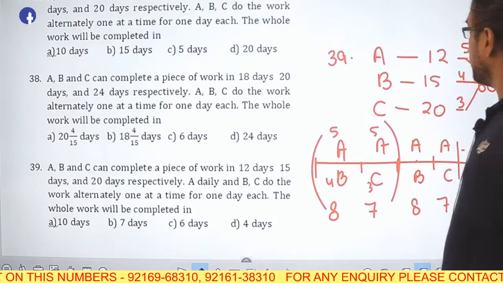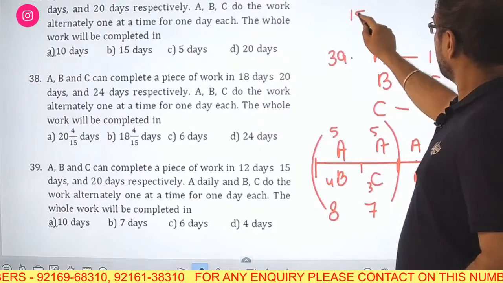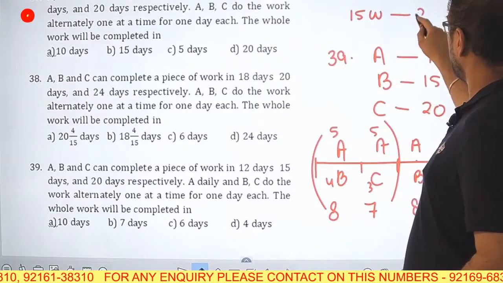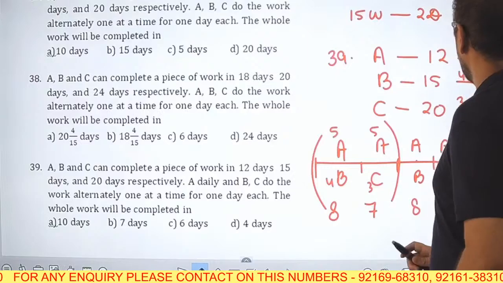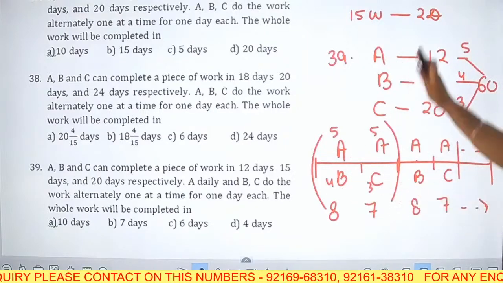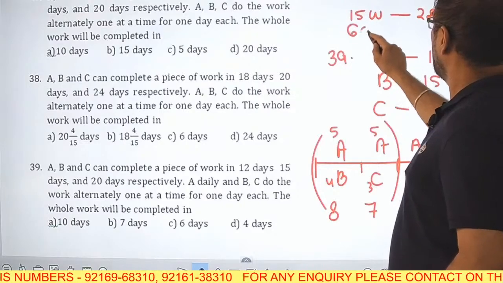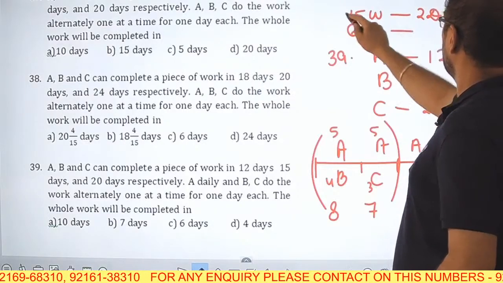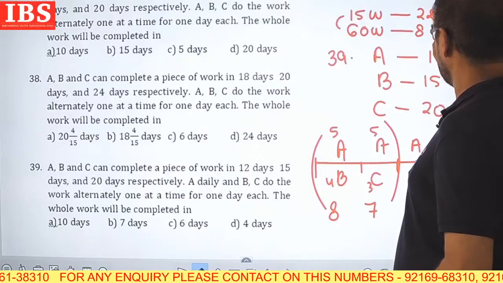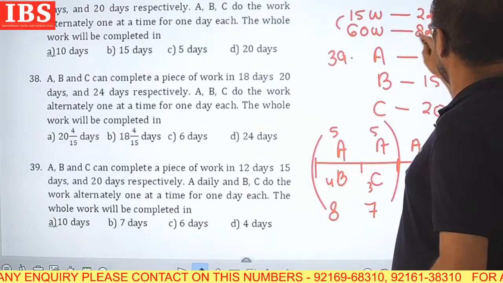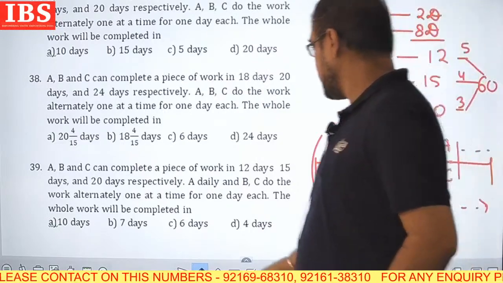So in 2 days, bache, 15 work is done. 8 plus 7 is 15 work in 2 days time. So now we need to calculate in how much time 60 work will be done. This will be done in 8 days time. So 8 days will be the right answer.